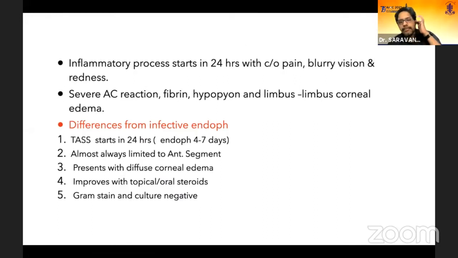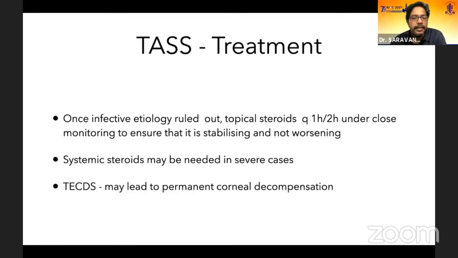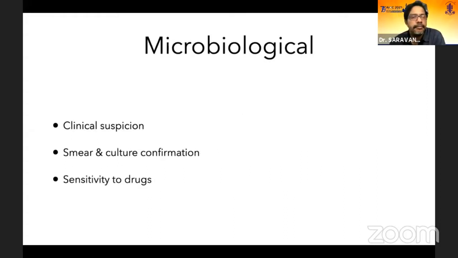In this, we can see that the inflammation is seen the very next day, and the patient will not have pain like you would normally expect in a significant inflammation in a patient with infection. And treatment, as Dr. Balamurugan pointed out, is steroids. Usually topical steroids, and if glaucoma is there, you can cover that up with anti-glaucoma medications also. Systemic steroids may be indicated in severe cases. In toxic endothelial cell destruction, sometimes after the eye recovers from the inflammation, it can lead to permanent decompensation also. So you have to keep that in mind.